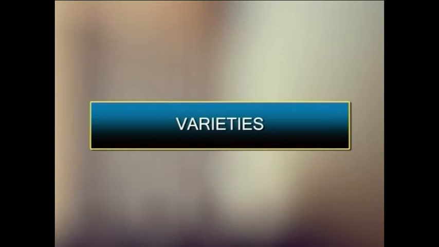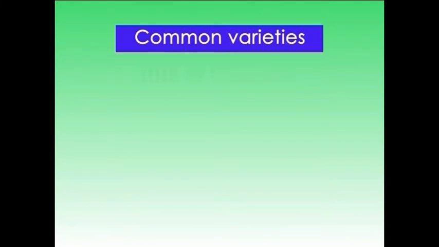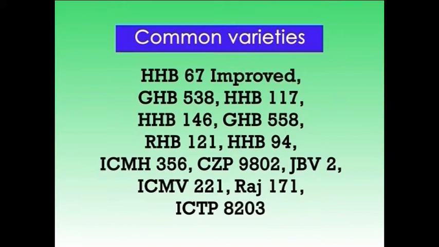Next is about the popular varieties of pearl millet. Some well-known varieties are HHB 67 Improved, GHB 538, HHB 117, HHB 146, GHB 558, RHB 121, HHB 94, ICMH 356, CZB 9802, JBV 2, ICMV 221, RAJ 171, ICTP 8203, etc.